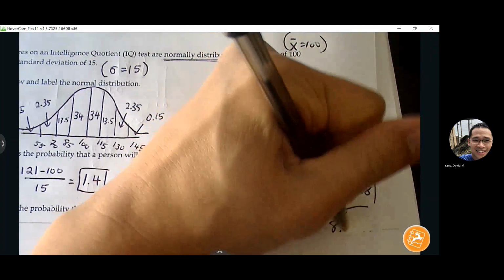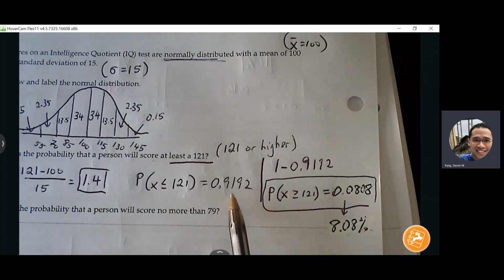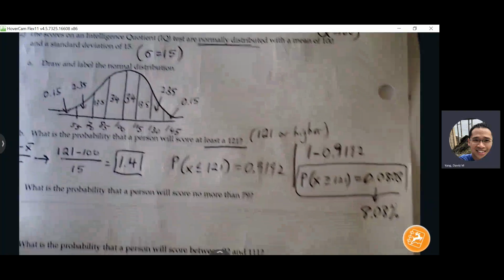Next. Yeah, that makes more sense, right? Because 91% scores less than, that is around 8% should score more than. Okay. Next.